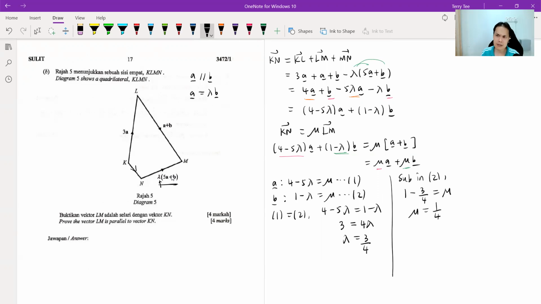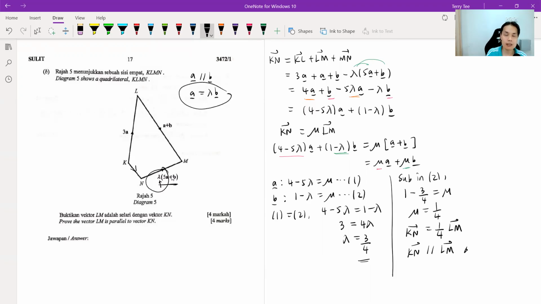So in this case, like I said, the question perhaps shouldn't say prove that they're parallel. They should say, given that they are parallel, express KN in terms of LM, or the other way around, because they are not exactly parallel unless your lambda has a specific value, which is 3 over 4. If your lambda is 3 over 4, then they will be parallel, and your KN is now a quarter of LM. Yeah, therefore, yes, KN is parallel to LM.